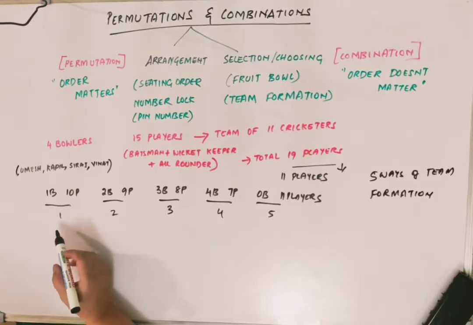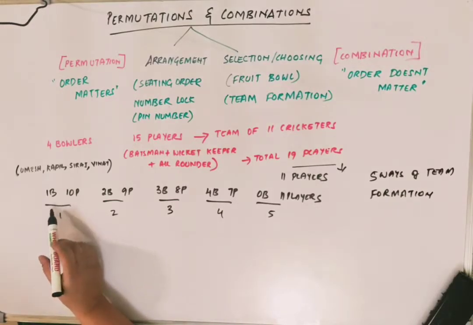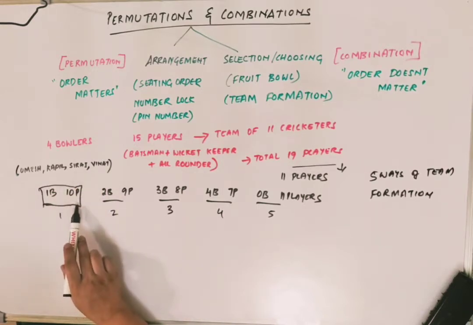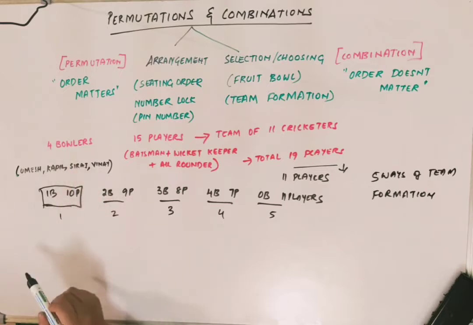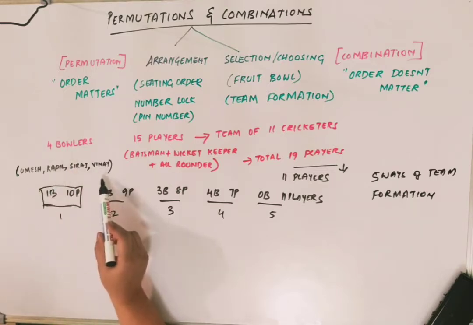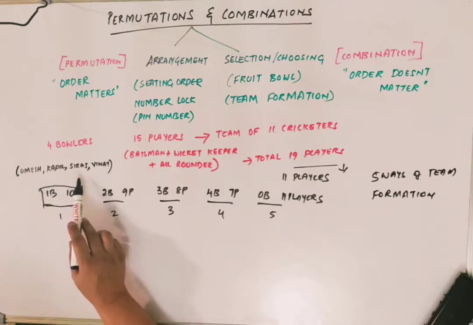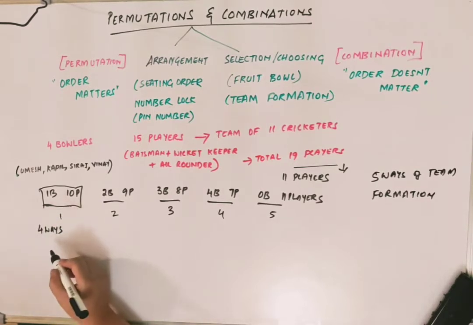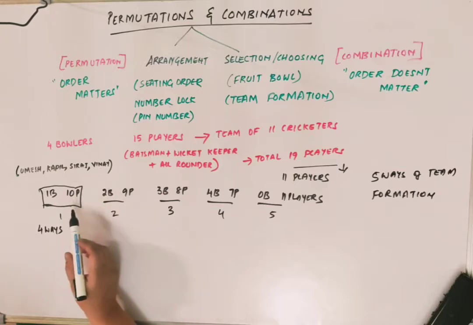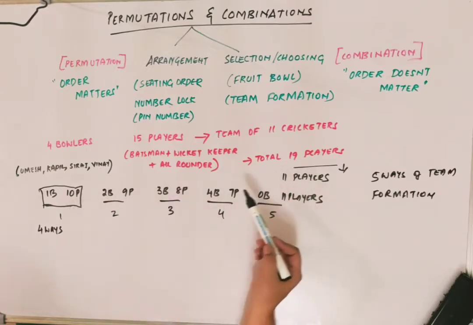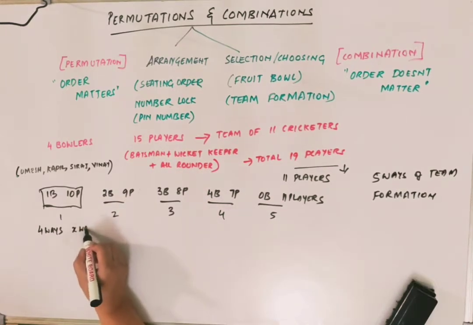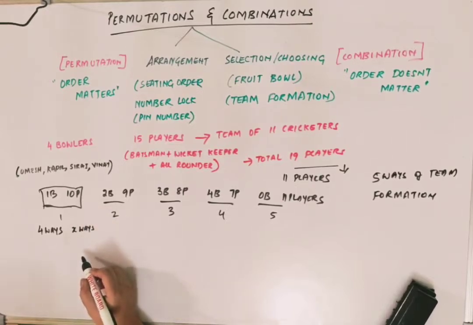Now, within a team, you have several arrangements that you can make. So, say take this particular option where you choose 1 bowler and 10 other players. You have to choose 1 bowler from 4 bowlers. So it can be one of the 4 bowlers, for example Umesh, Kapil, Siraj, Vinay, any of these players. So how many ways are there? We have 4 ways to select 1 bowler, and then say X ways to select 10 players out of 15 players.